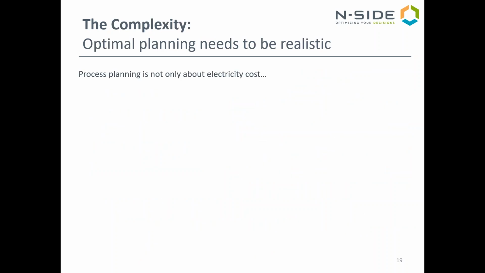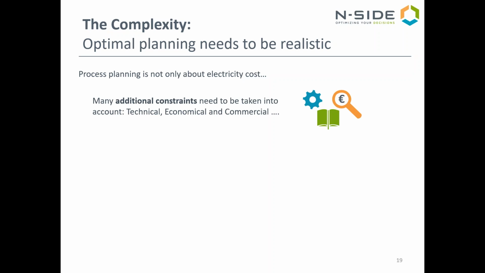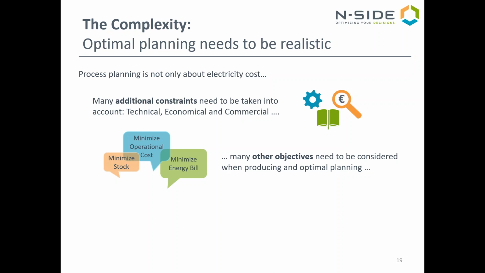And this brings me to the next slide, which is the fact that we need to consider the complexity. So optimal planning, it's okay, but we need to make sure that this one is realistic. So it's not only about electricity cost, but we need to consider industrial constraints, so technical constraints, economical, and of course commercial constraints. And also regarding the objective, it's not only about reducing the electricity cost, but it's also looking at the storage cost, looking at the operational cost, and energy bill in general.